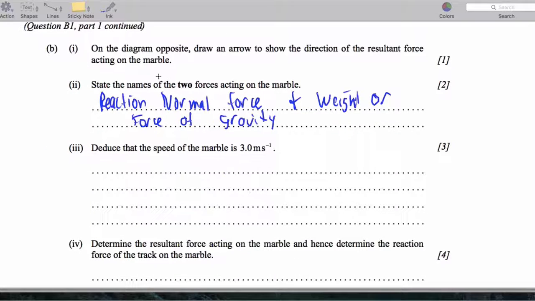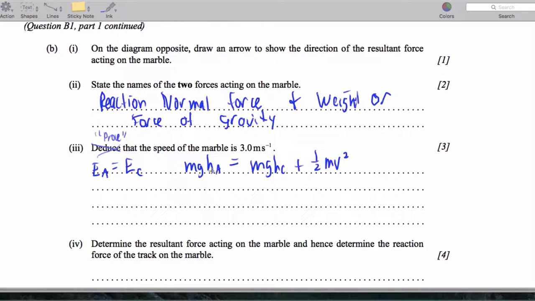Then it says deduce that the speed of marble is 3 meters per second. Deduce. We could say prove. Let's just do it. So I think that I'm going to use conservation of energy. So I know that E at A equals E at C. So I have mgh at A equals mgh at C plus 1/2 mv squared.